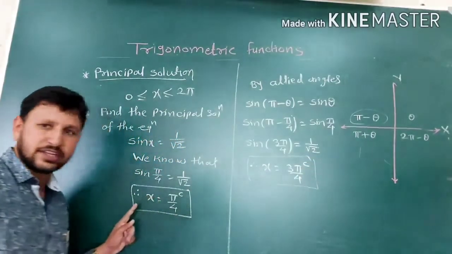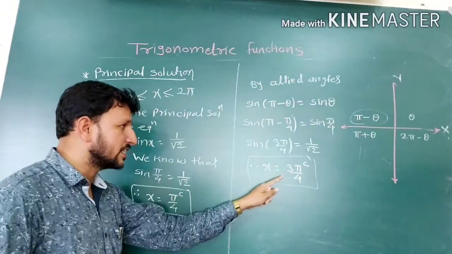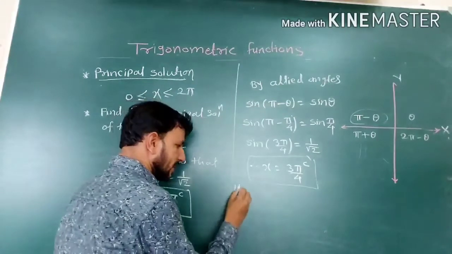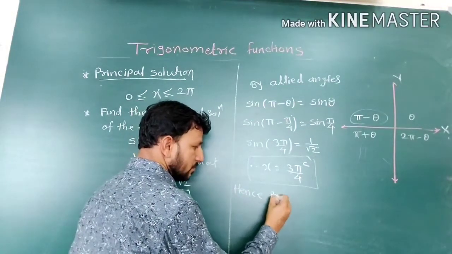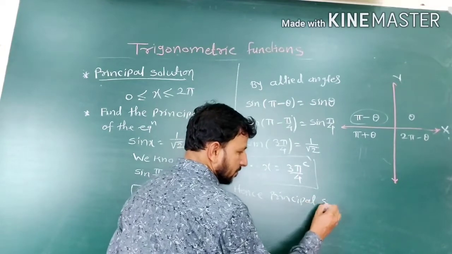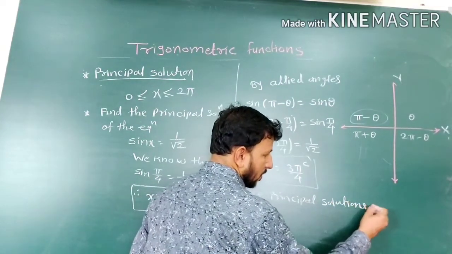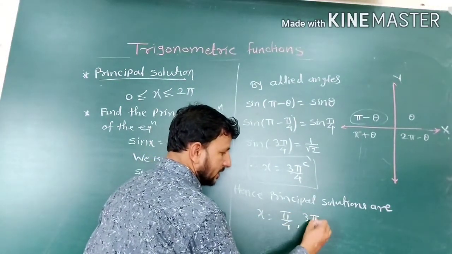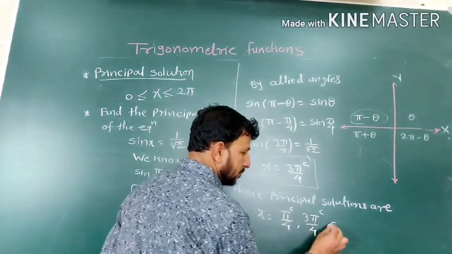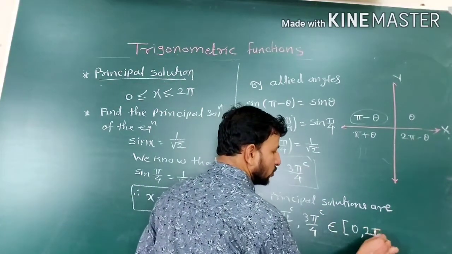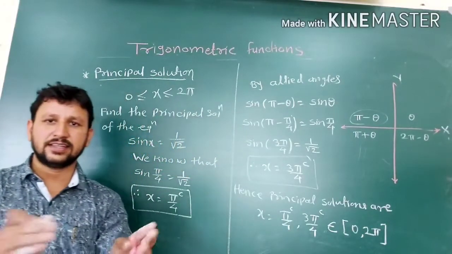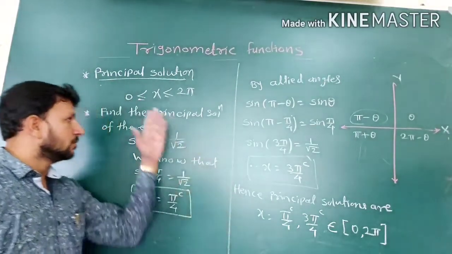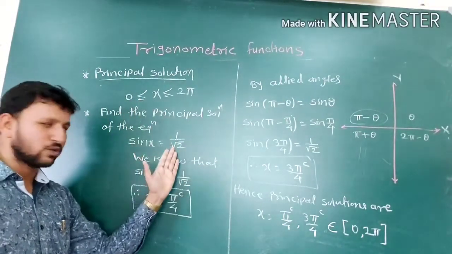Check this. One solution is obtained from the first quadrant and the second solution is from the second quadrant for the sine function. Hence, finally, the statement is expressed as: hence the principal solutions are x equals pi by 4 and 3 pi by 4 radian, and both belong to the interval 0 to 2 pi. This is the example related to the principal solutions for the given positive value.